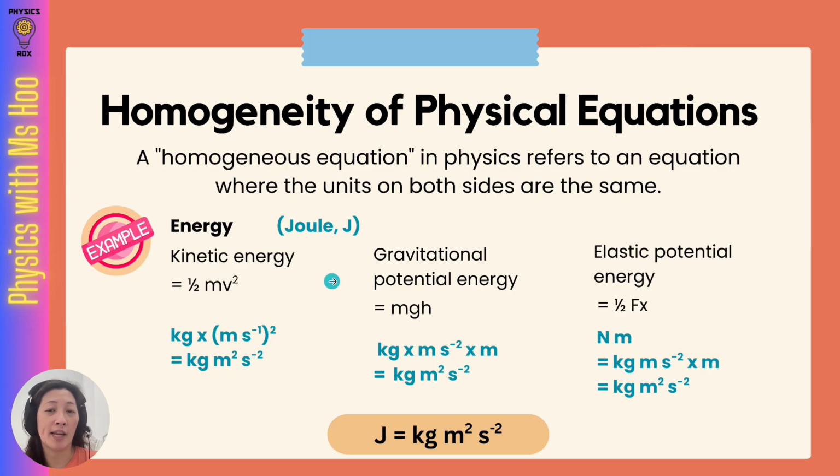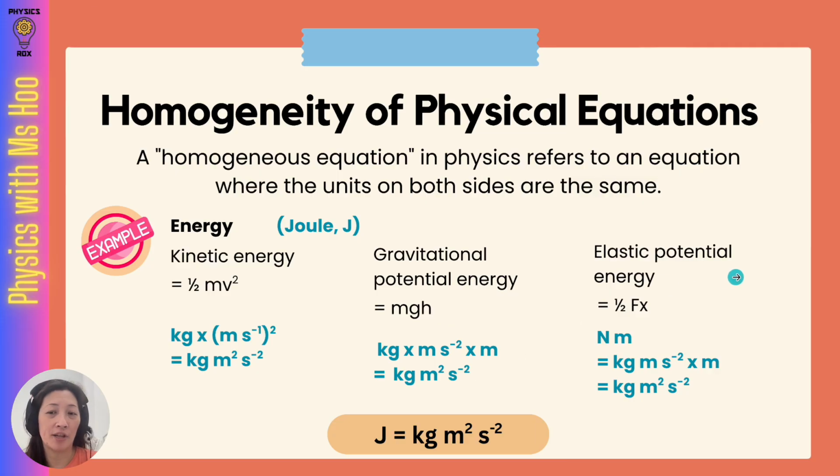Now let's look at gravitational potential energy. The formula is mgh. Let's look at the units based on this equation. So mass is kilogram, g, which is gravitational acceleration, is in meters per second squared, and h, which is height, is in meters. So kilogram times meters per second squared times meters gives us kilogram meter squared per second squared.